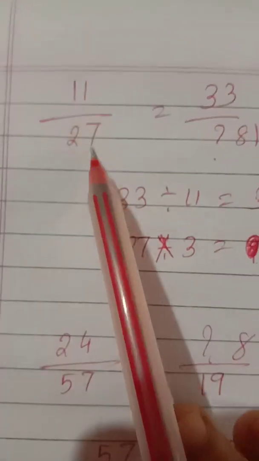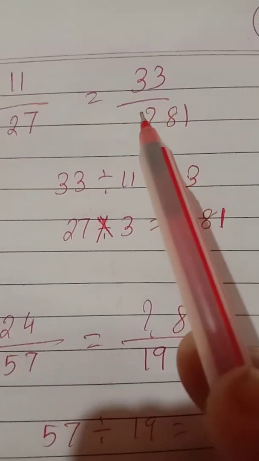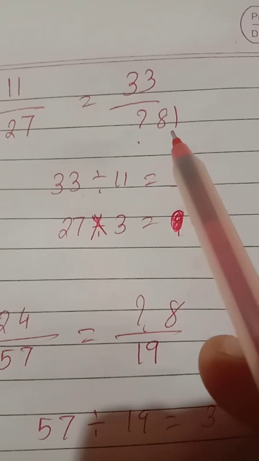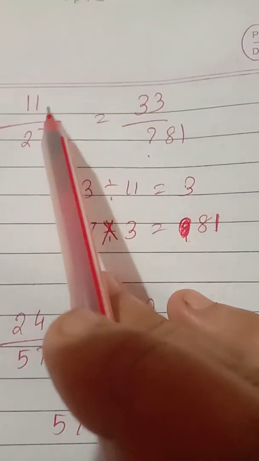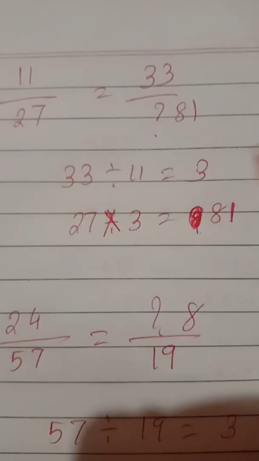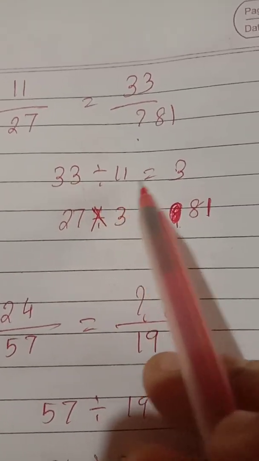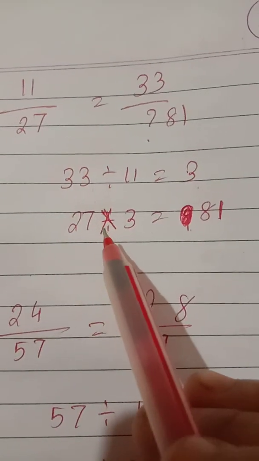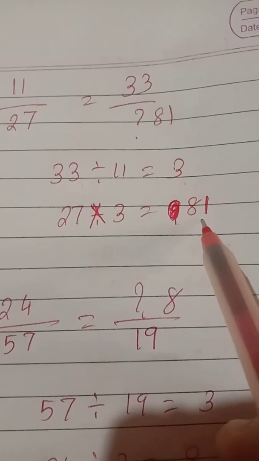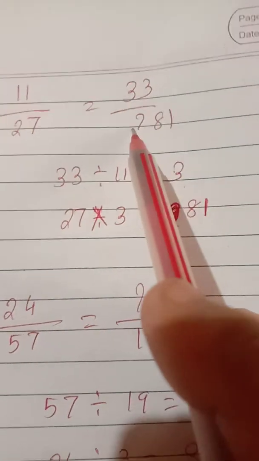That is 11 upon 27 and equal to 33 upon question mark, that is not provided. So 33 and 11, both numerators are given, that's why I divided 33 divided by 11, 3 comes. Now 27 multiply 3, it will come 81, because the second fraction is bigger than the first one.